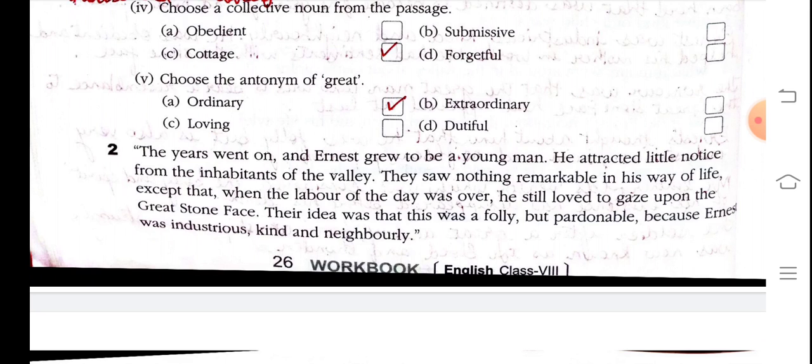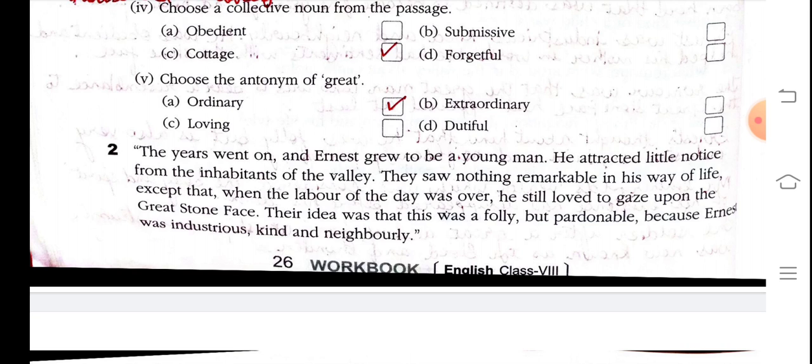from the passage. Choose the antonym of great. Antonym means opposite. So we have four options: ordinary, loving, extraordinary, dutiful. And of course, great means mahan, very great, isn't it? Having a wonderful personality with all the good qualities. Extraordinary work, and its opposite will be ordinary, mamuli.